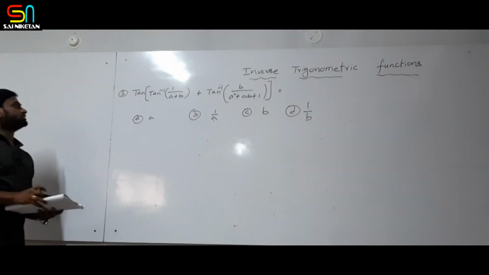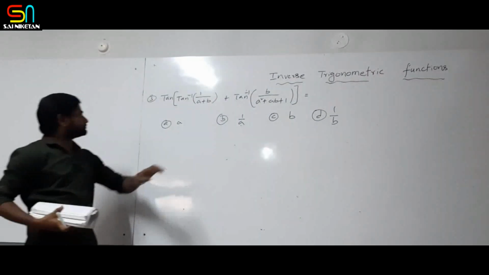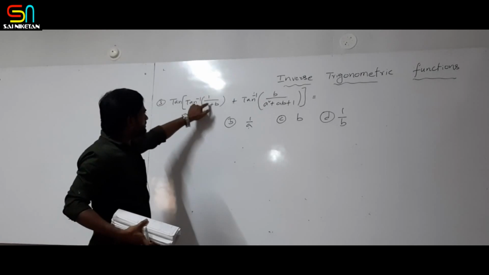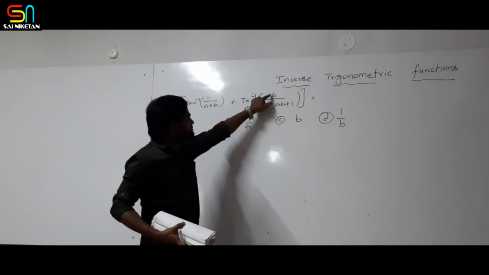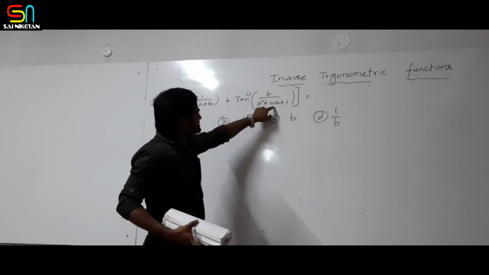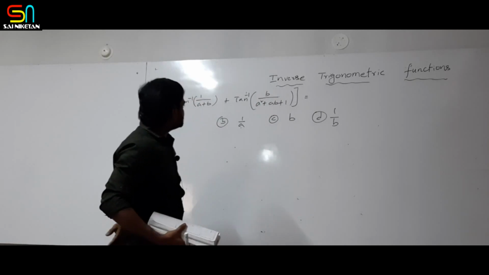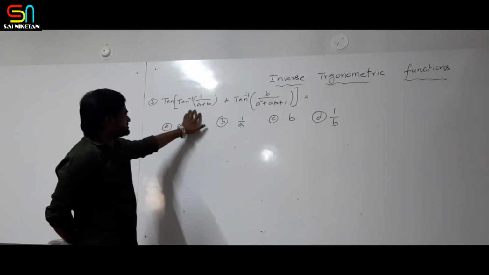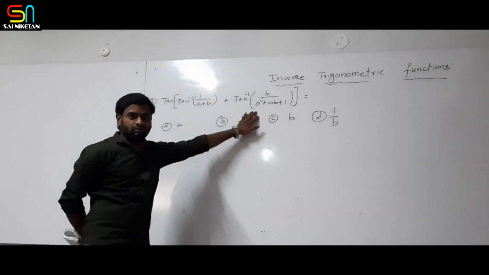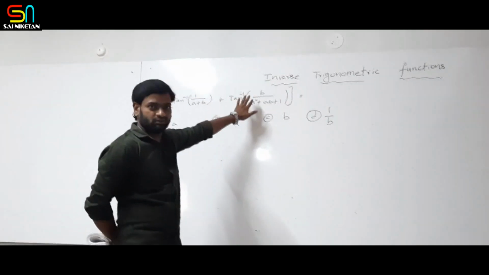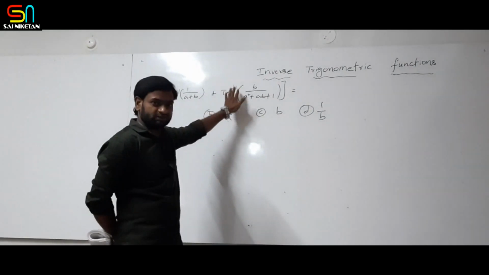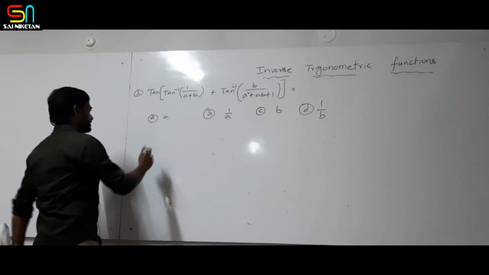See, here we have to find the value of tan inverse of 1 by a plus b plus tan inverse of b by a square plus ab plus 1. By seeing this one, which formula can you apply? That is tan inverse x plus tan inverse y. We have to apply that formula. But there is no need to apply that formula. Instead of applying that formula, we can use the shortcut way.